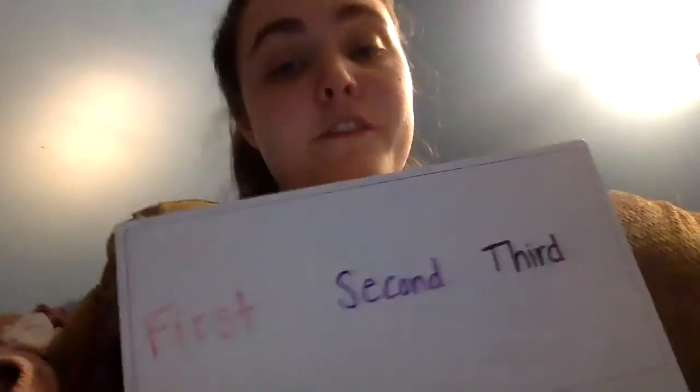Alright, so we're going to start a new chapter in math. And this chapter is going to be about telling time. And the first way we're going to be telling time is by putting things in what's called sequential order, or an order from first, second, or third.